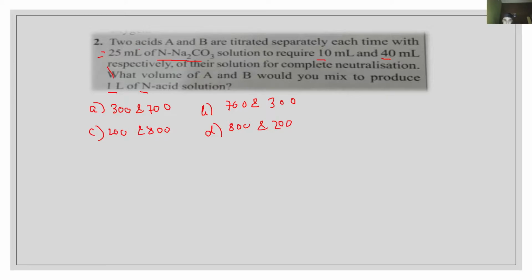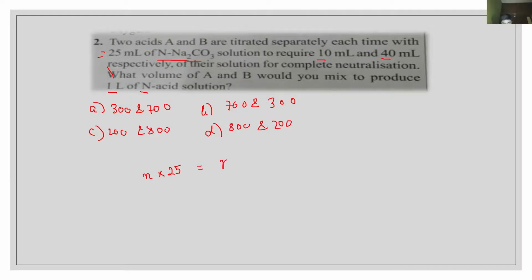This is a bit tricky question. First, you don't know the normality of the two acids respectively. First, calculate it with respect to the Na2CO3's normality. Say Na2CO3's normality is N, and you have taken 25 ml. This I am doing in millimole equivalent, that's why I am not dividing by 1000. If I divide it by 1000, then it is molar equivalent.